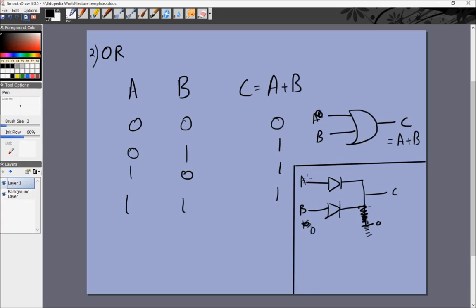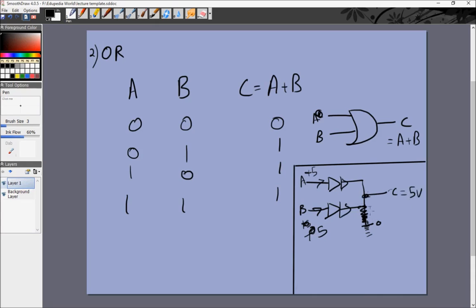If B was 0 but A was plus 5 volts, still there would be a current flowing through this wire, and this would still have a potential of 5 volts. If this has 5 volts, this is 0, no current is flowing here because it's reverse biased. And if both of them have a potential of plus 5 volts, that means both of them have a value of 1, then there's current flowing through both the PN junction diodes, and this would still have a potential of 5 volts.